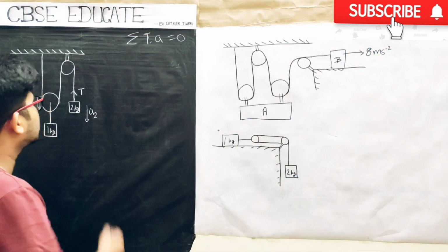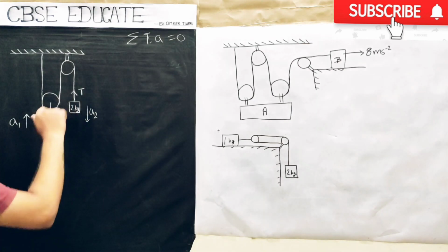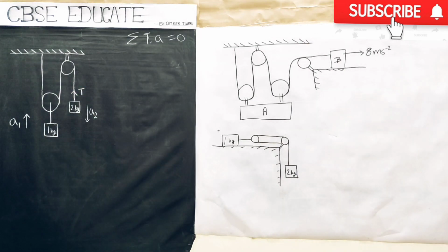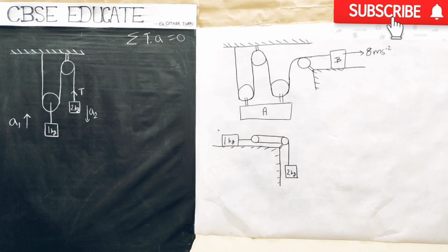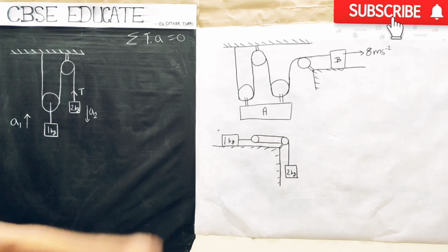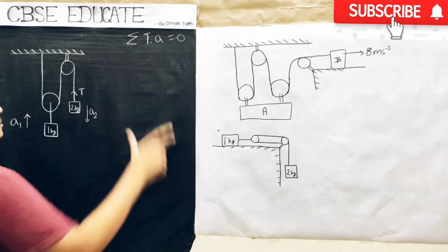Now look at this question. This question was that this body is moving with acceleration A2 in downward direction, and this body is moving with acceleration A1 in upward direction, and the masses are 2 kg and 1 kg. The question was to find the acceleration A1 and A2. Okay. So all you have to do is consider this equation: sigma T dot a is 0. Sigma T dot a of the whole system is 0.